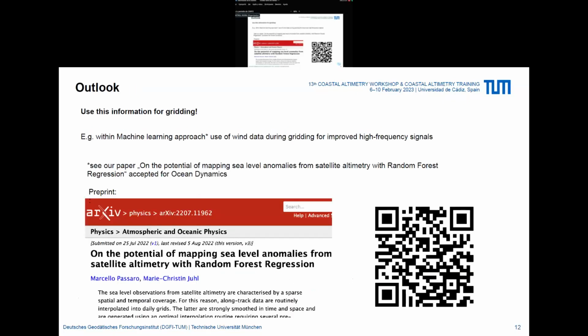So here's a suggestion for me. We could use this information of high frequency wind and their correlation for the gridding, for example. Here I have a preprint that Marcello and I just published in Ocean Dynamics, a paper about the machine learning gridding process, and such an approach would be feasible to also use other data such as the wind, and this might lead then to a better representation of the shelf circulation.